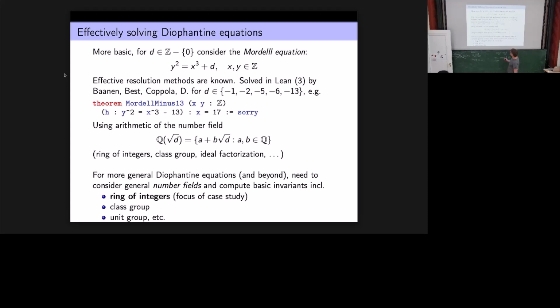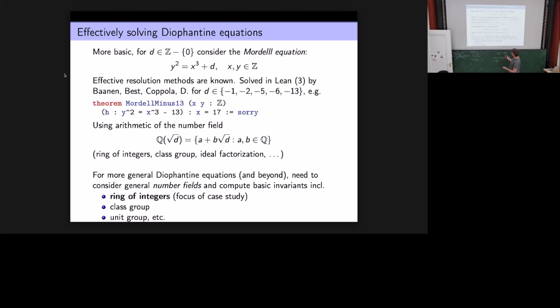And then, for example, you have a statement for d equals minus 13: for integers x and y, the equation y squared equals x cubed minus 13 has a solution, and x must be 17. Of course, you can also phrase it in different ways. x has to be 17, and y has to be plus or minus 70, but the y value will follow easily if you know the x value. There's a sorry here, but we formalized this.